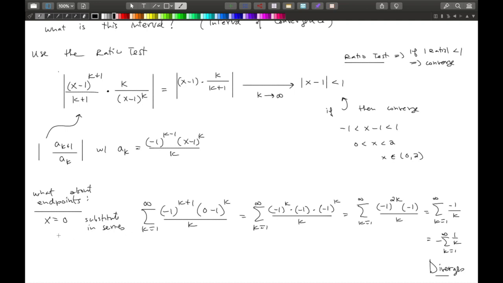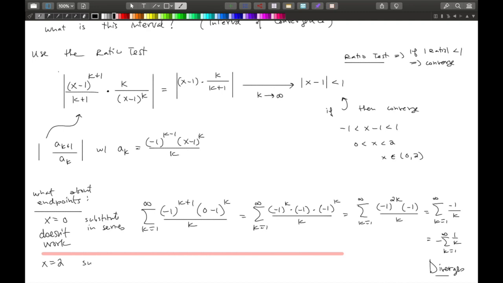So what we see is that x equals 0 doesn't work. So we are not going to include x equal to 0 in our interval of convergence. Now we just look at the other endpoint, x equal to 2.